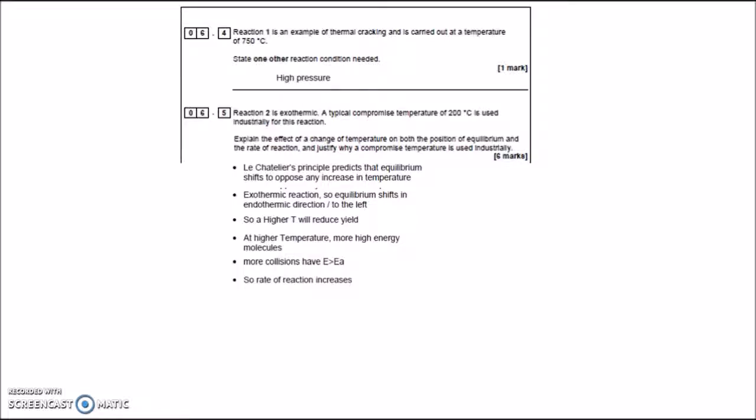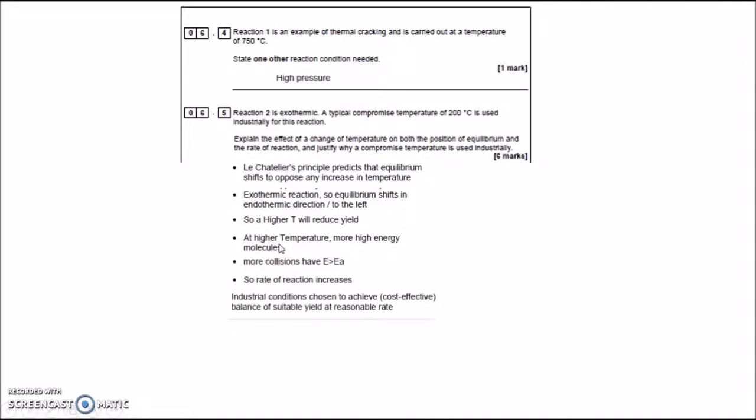So I've got two conflicting things happening here. I've got Le Chatelier's principle saying that if you increase the temperature, the position of equilibrium will shift to the left and reduce the yield. However, a high temperature is needed because at higher temperature more molecules have the activation energy, so you get more successful collisions and the rate of the reaction increases. And that's why I've got two opposing things happening. At a higher temperature I'm getting a lower yield because the equilibrium position is shifting to the left, but at a higher temperature I'm increasing the rate. So these two are directly in competition with each other.